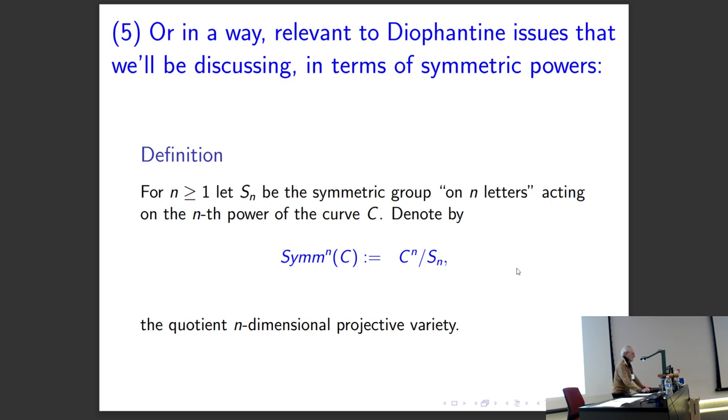Sn is the symmetric group on n letters acting on the nth power of the curve C, C cross C cross C, n times. You let Sn, the symmetric group, permute the factors. You consider the quotient. I'll just call it Sym^n of C, which is C to the n, quotiented by the action of this symmetric group on its powers. And it's a pretty nice n-dimensional projective variety.